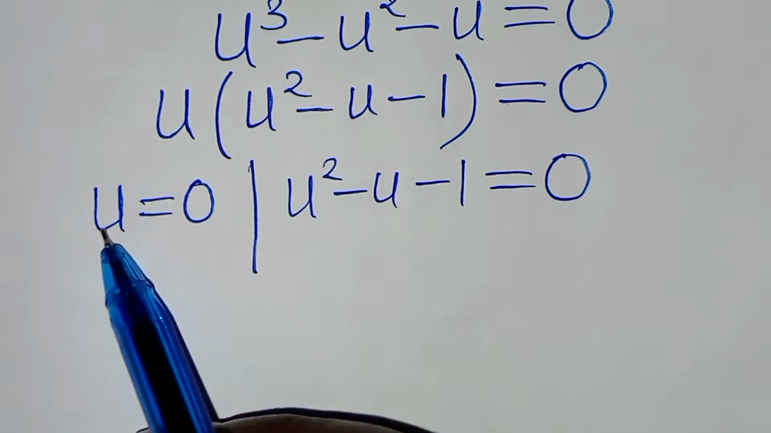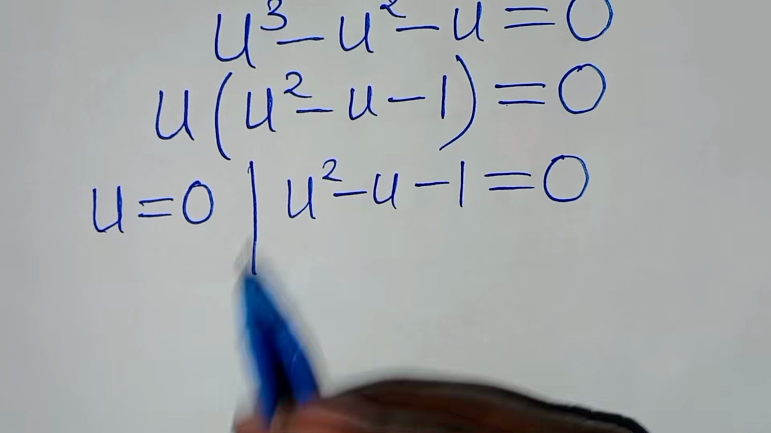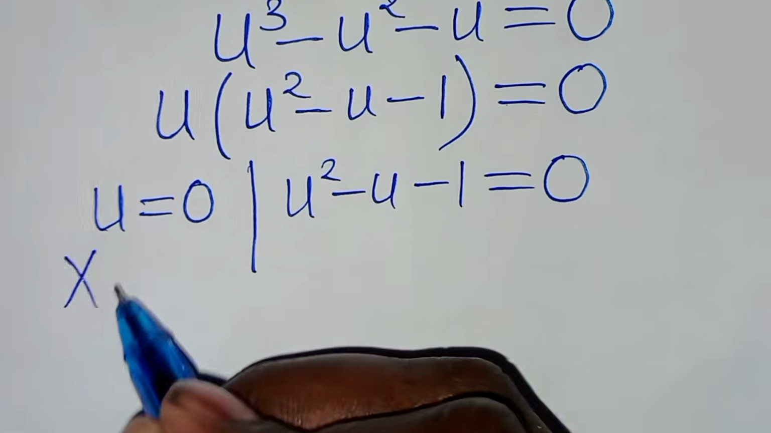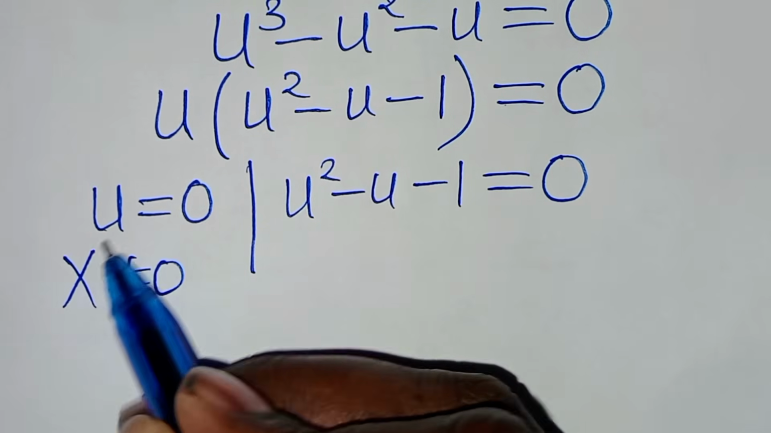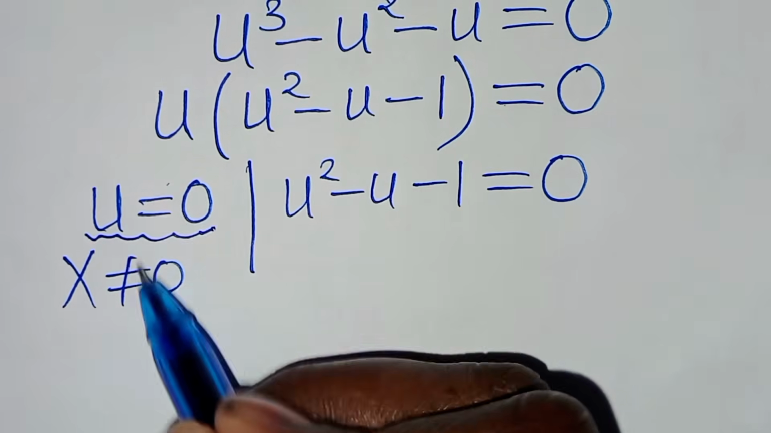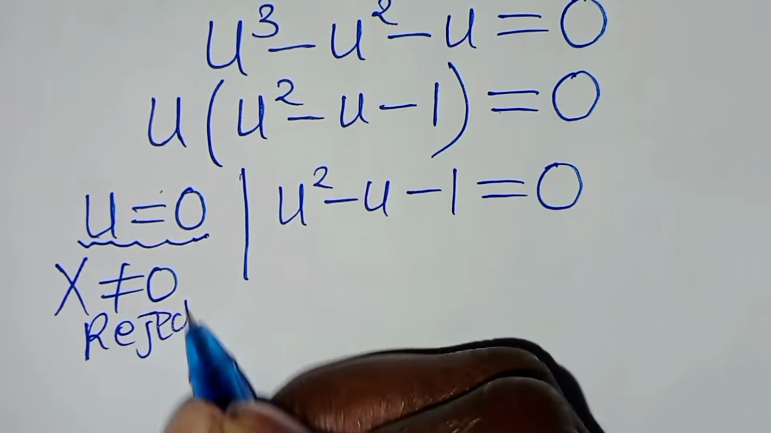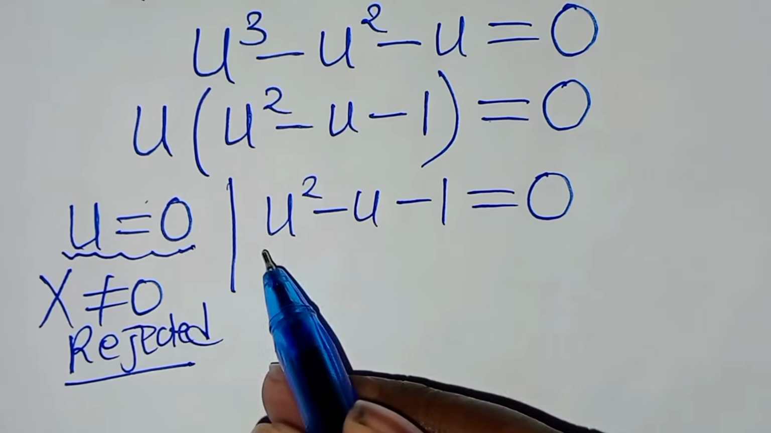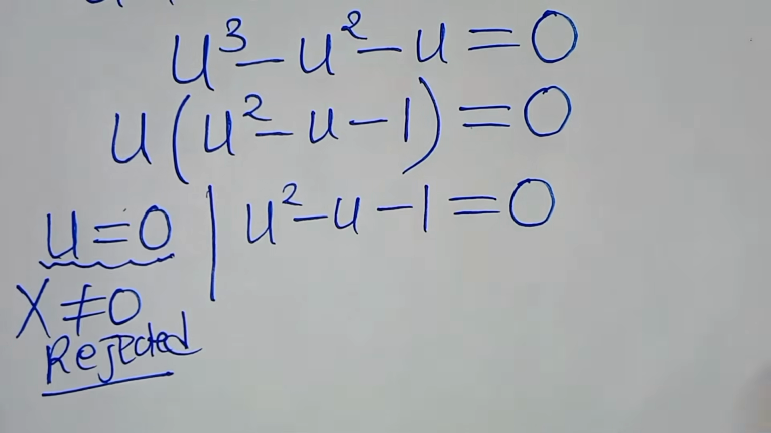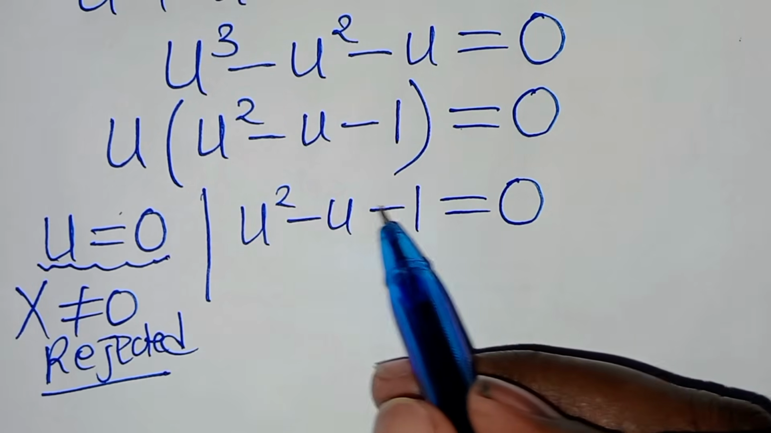So you find that u is equal to 0. We have the condition that x should not be equal to 0. So we cannot proceed with this part, and therefore u equal to 0 is rejected. So this part is rejected. Let's proceed with the second part here. u squared minus u minus 1.